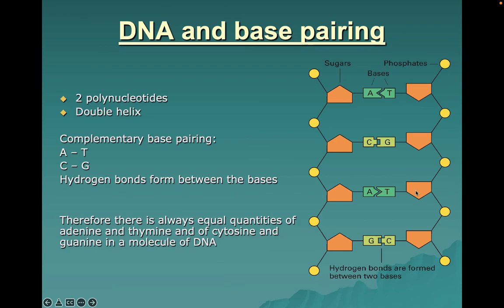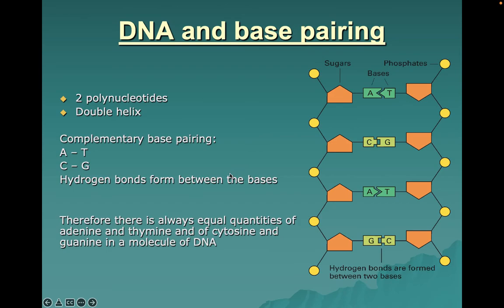Okay, so going back to the diagram I showed you earlier on, hopefully this diagram should make a little bit more sense to you. So this is one strand of DNA on this side, and then the second strand on the other side. And you can see that the bases, which stick out a bit like those rungs of a ladder, are connected together by a particular type of bond called hydrogen bonds.